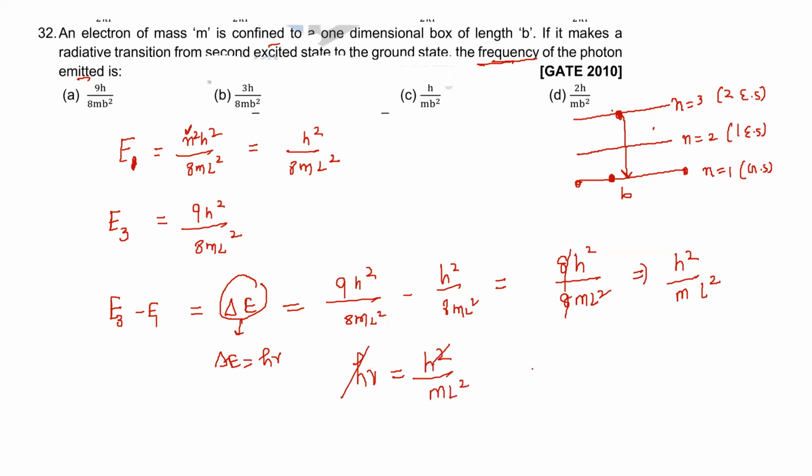From here, one h will be cancelled out and you are left with nu, the frequency, equals h over m L square. Sorry, here I have written L, but in the question the length of the box is b. So in place of L, please write b over here, and here also b square. Please make this correction. So the answer is h over m b square. Let's see which option is correct. Option C is correct.